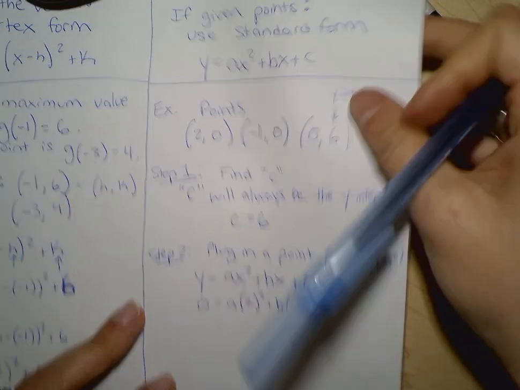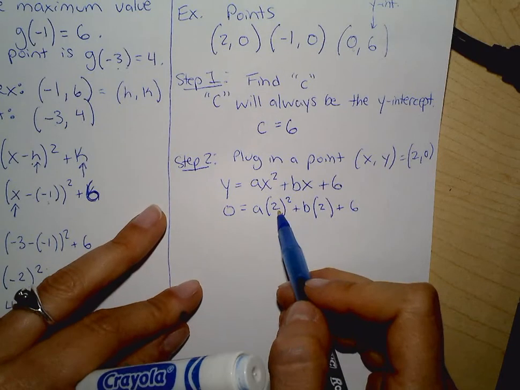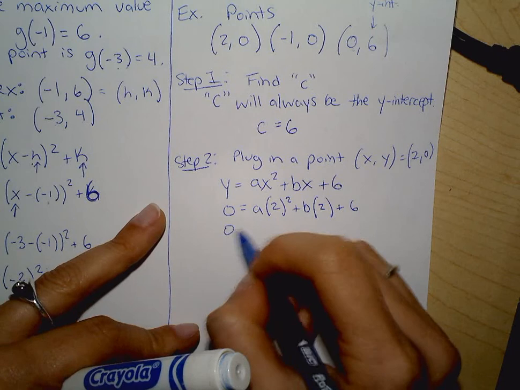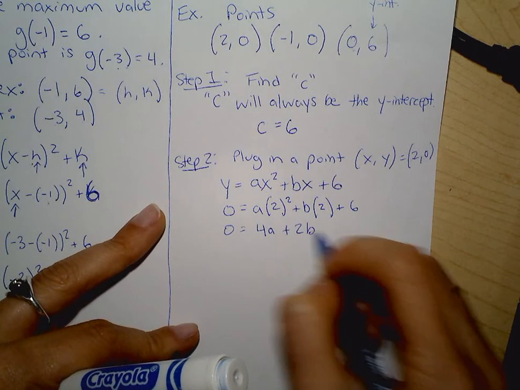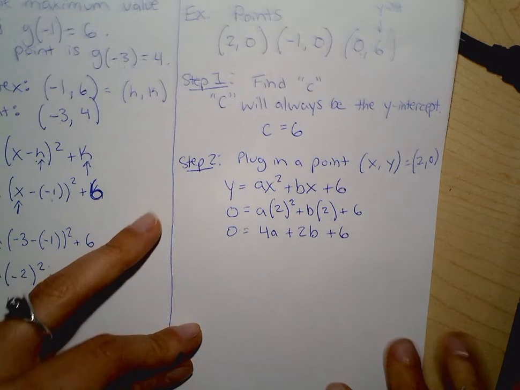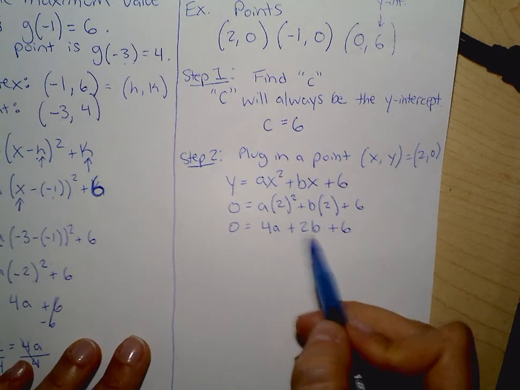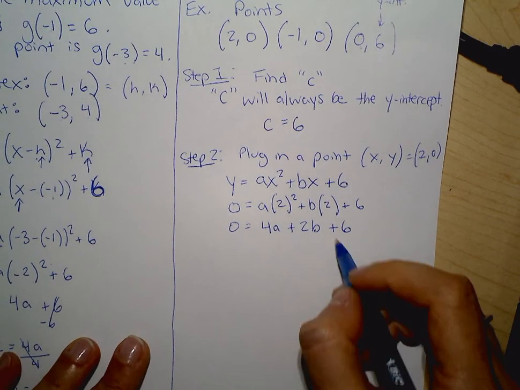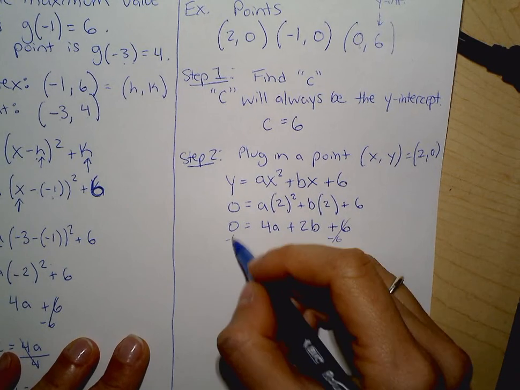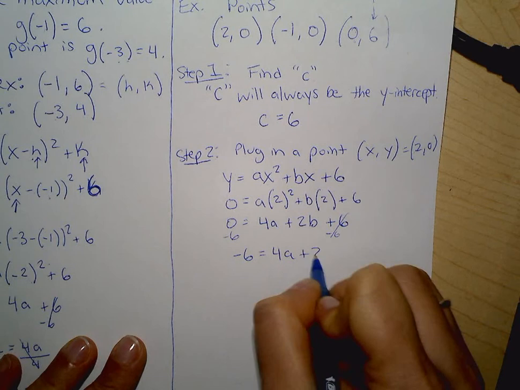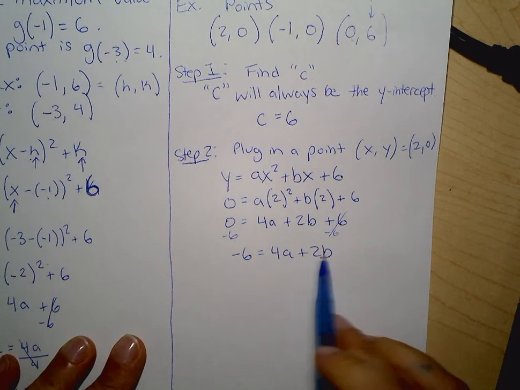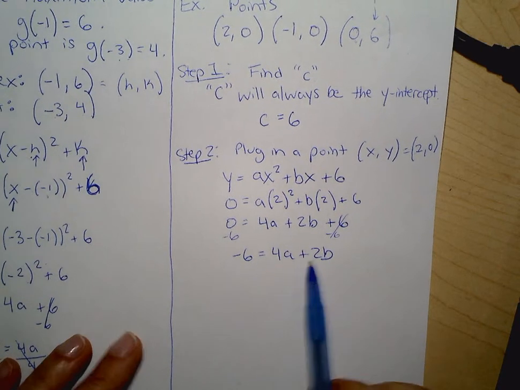So I'm going to simplify this. 2 squared is 4. I'm going to write that as 4a. I'm going to write this as 2b. And I'm going to write the plus 6 there. Now I'm trying to solve for a and b, so I'm just going to subtract 6 so I have all my numbers on the left side. So negative 6 is equal to 4a plus 2b. I can't combine terms here because they're not alike, so I'm just going to leave this as is for now.